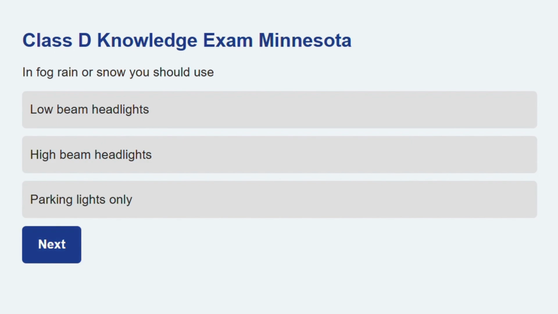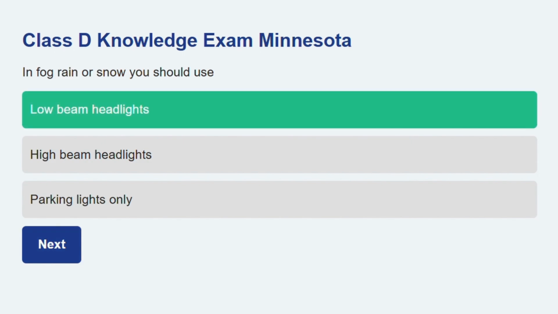Let's see what's next. In fog, rain, or snow, you should use low beam headlights. High beams reflect off precipitation and create a white wall effect that actually reduces your visibility.